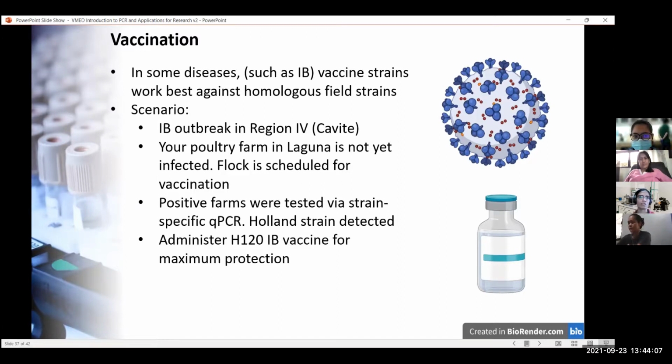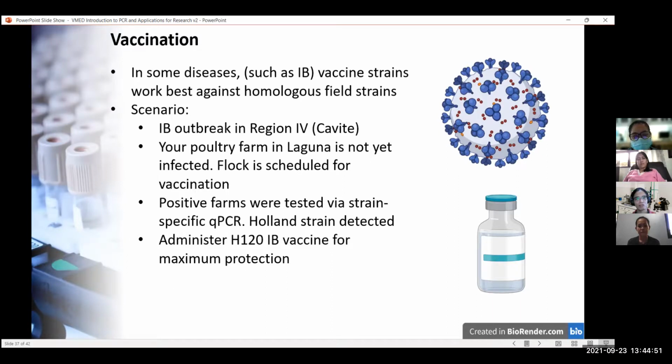Okay. Next, for vaccination, you can do PCR to properly administer vaccine. So let's say a theoretical scenario, for example, infectious bronchitis. The infectious bronchitis virus has several strains, and it also has several vaccine strains available in the market. For example, you have Massachusetts strains, you have H120, etc. So I have a hypothetical scenario wherein there's an infectious bronchitis outbreak in region 4. Then your poultry farm is in Laguna, is not infected, but it's scheduled for vaccination. Because Cavite is near Laguna, it's possible that your flock will eventually get infected.